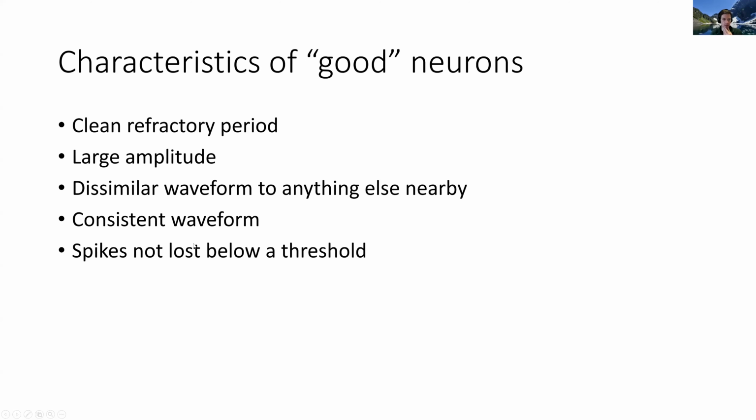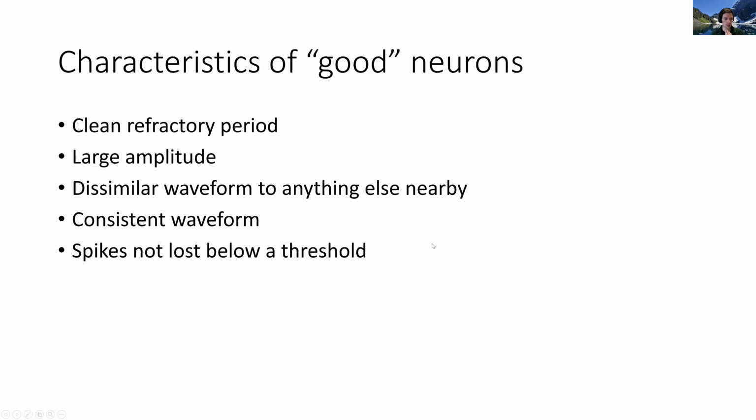So this is just that list of characteristics of good neurons, and this, again, is a non-quantitative list of what things you ought to be looking for. It ought to have a clean refractory period, indicating that it has no false positives. It ought to have large amplitude, just indicating that it's likely to be better isolated from other neurons and far from the noise level. It ought to have a dissimilar waveform to anything else nearby. The spikes ought to be consistent from spike to spike. You don't want to see multiple types of spikes within your one cluster. And you don't want spikes to be lost below a threshold. That was what we were seeing in the amplitude view, because that would indicate that you're missing some spikes from the neuron.